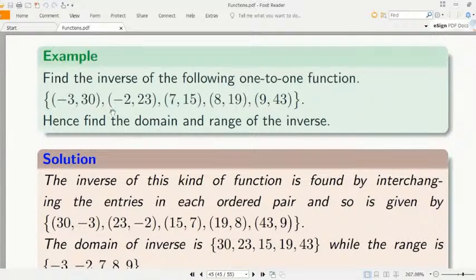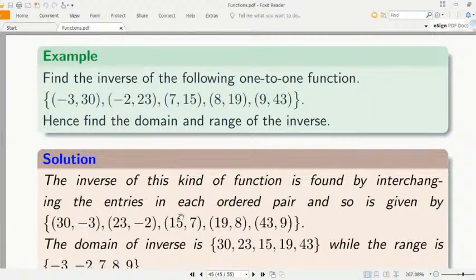Now find the inverse of this. To find the inverse of this, you just change what was the y value to become the x value, and what was the x value to become the y value. So that's what I've written here. The inverse of this kind of function is found by changing the entries in each ordered pair. So this is negative 3, this is 23, this is 15, 7, and this is 19, 8, and this is 39. So that is the inverse.